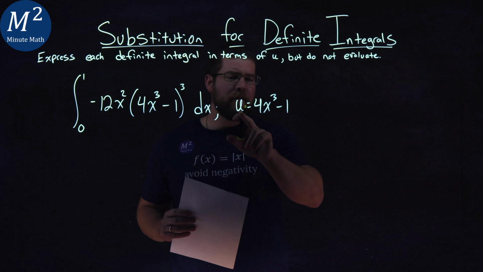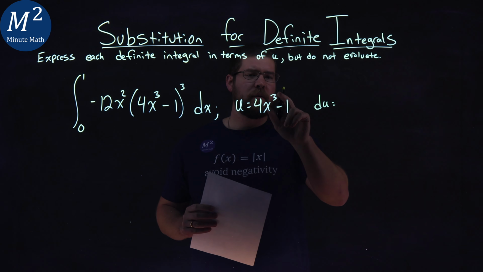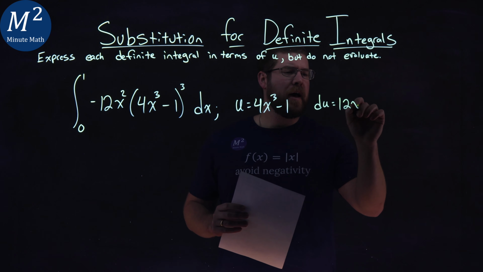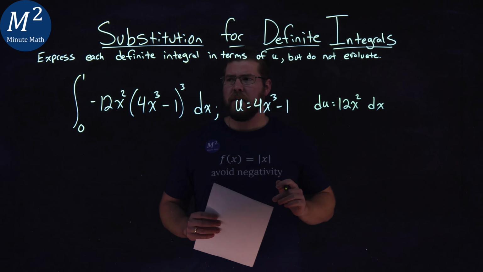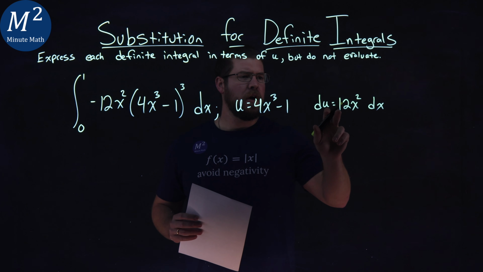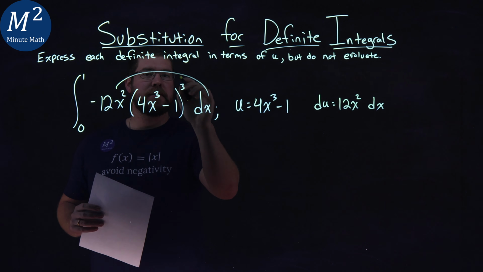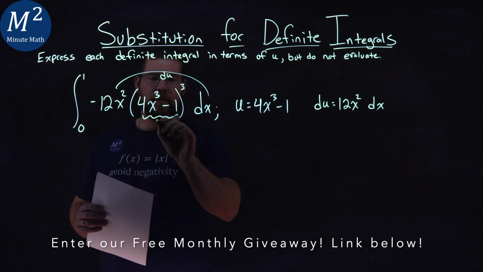Well, we have a u value, so right off the bat, I'm going to find my du value. And that's going to bring down the 3 times the 4, the derivative here. 3 times 4 is 12, x squared dx. And this actually works out pretty much in our favor. We have a 12x squared dx right here, that's my du. We can see that right here. And my u value is what's inside of the parenthesis.